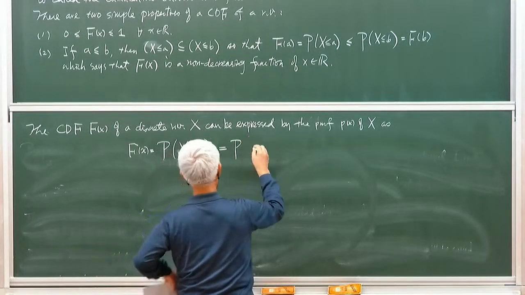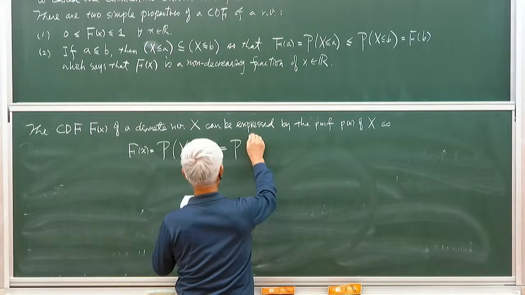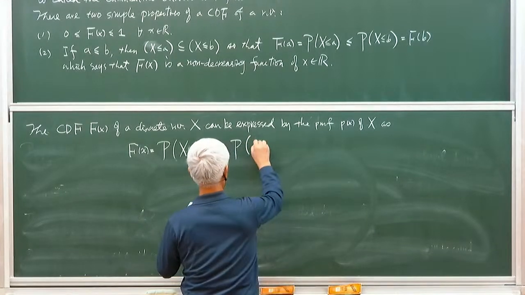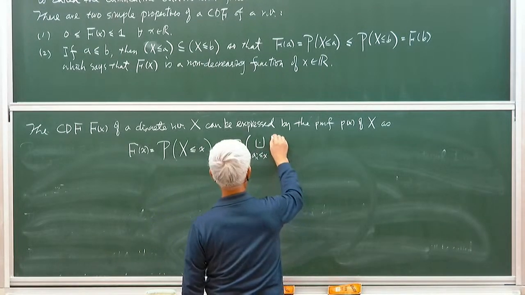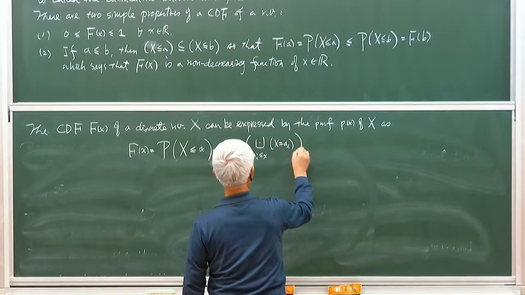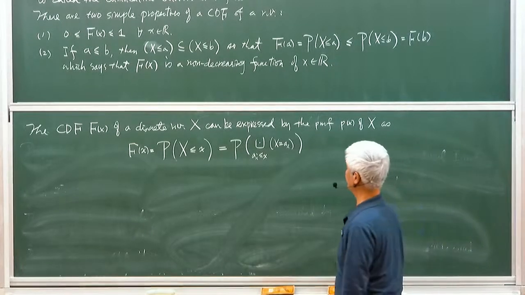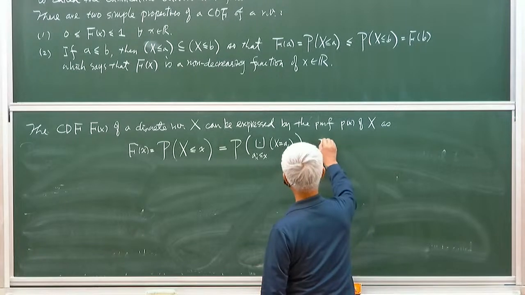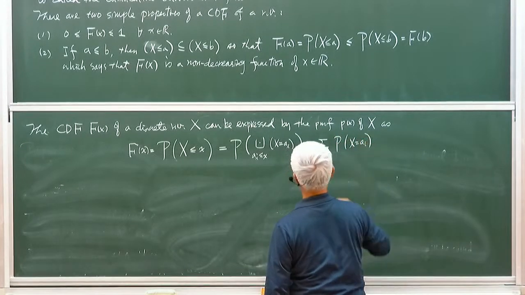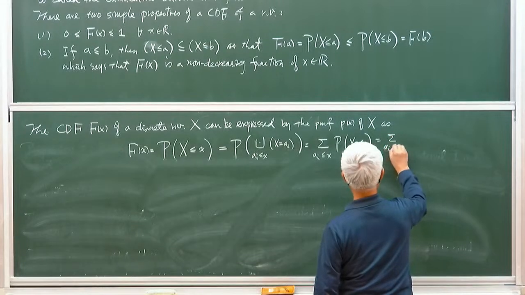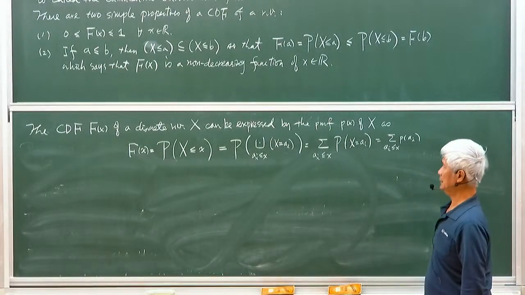This is the disjoint union. a_i is at most x, and X equal to a_i. So this is a summation, and so you can compute it.